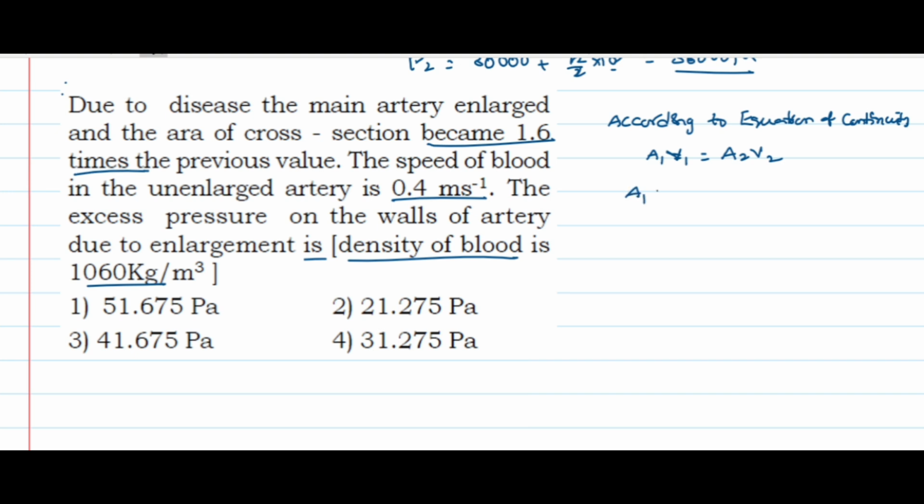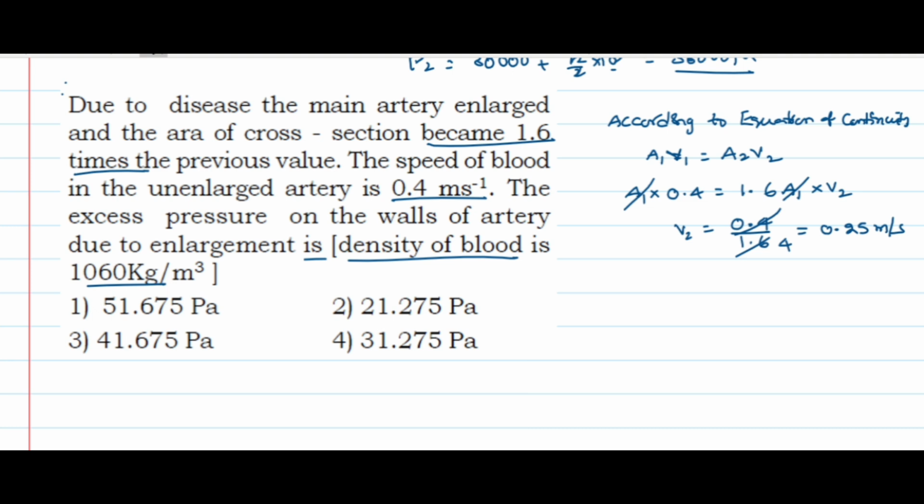With what velocity? It is entering with 0.4 meter per second, and on the other side the area is 1.6 times the previous value. Previous one I am taking as A1, so A1 into V2. A1 gets cancelled, then V2 equals 0.4 by 1.6. When you simplify, we get 1 by 4, in the sense we get 0.25 meter per second.